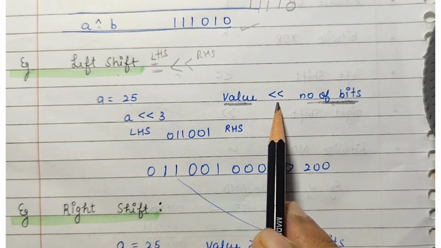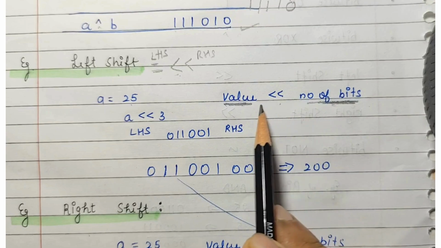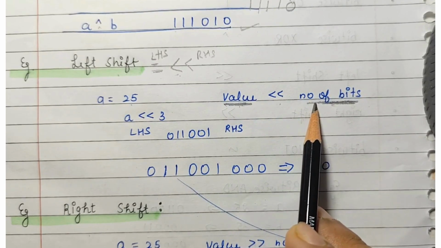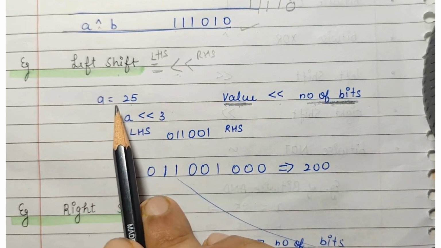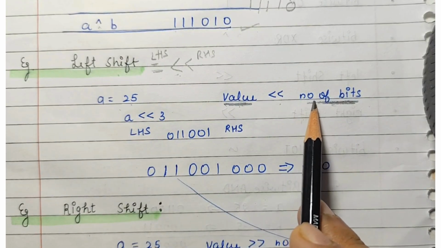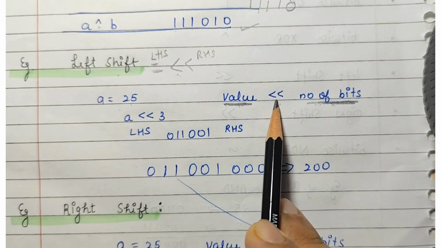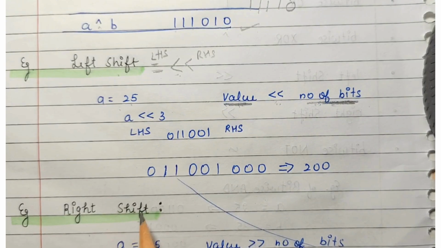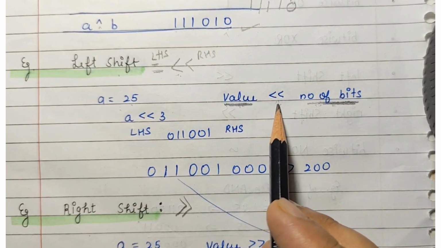So which type of operator is it? It is a binary operator, because we require two values: the value on the left hand side, and the number of bits on the right hand side. The thing is, by how many bits do you want to shift the value of A? This symbol decides whether you want to perform left shift or right shift. Two greater-than symbols are used for the right shift operation. Here we are performing left shift.